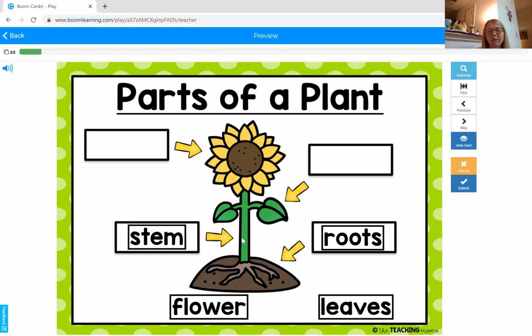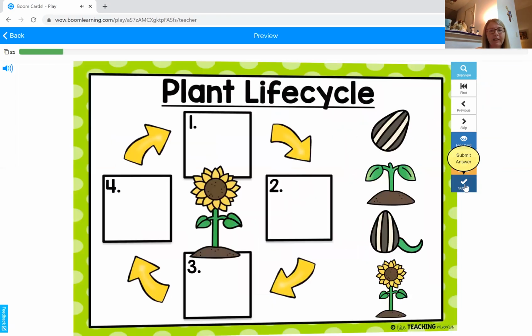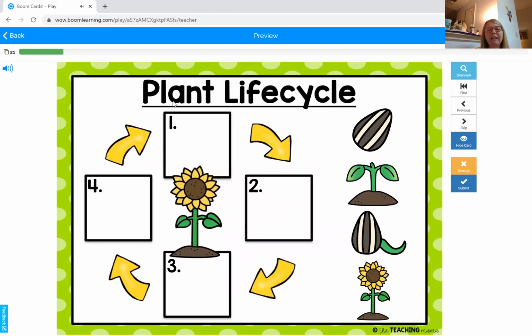And as the stem starts to grow, leaves start to sprout as well. Leaves has an L sound for L. And then as it continues to grow up from the ground, we start to see flowers. All right, let's see if Miss Molly got it right. I did.